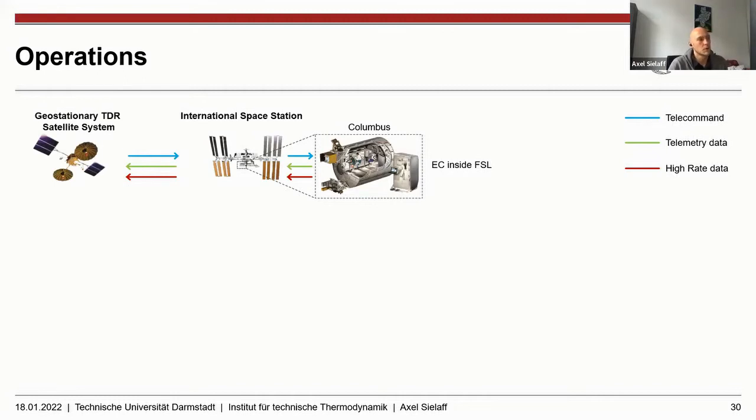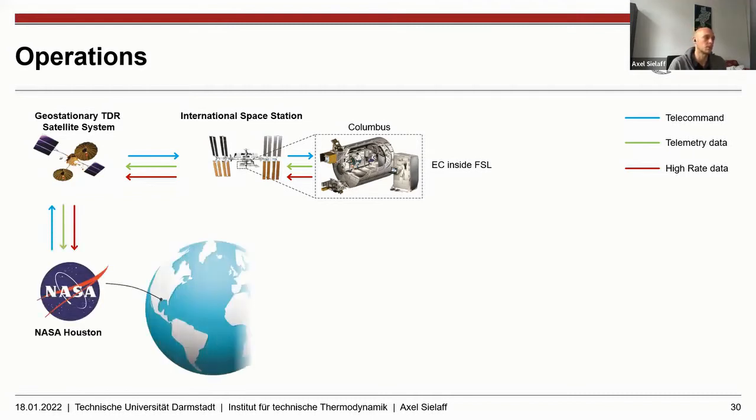For sure, the Columbus module will talk to the International Space Station, but then afterwards, the space station will not send the data directly to Earth, because the altitude of the space station is more or less 400 kilometers. So you would need a lot of stations on the ground to transmit the data. So the data is sent to a geostationary satellite system. I think it was about 40,000 kilometers in altitude. Afterwards, the data is sent to Earth and then transferred to NASA in Houston.